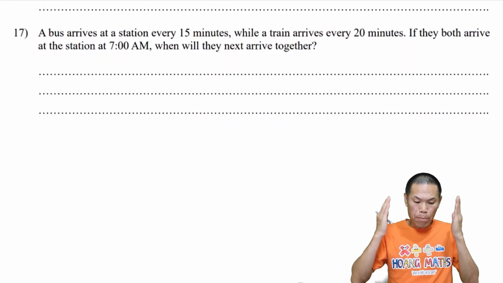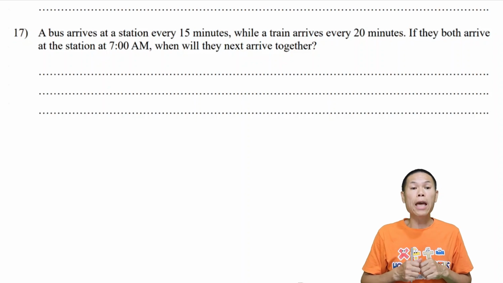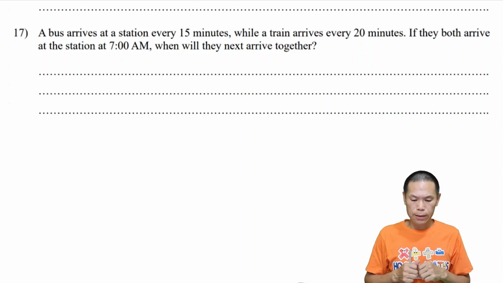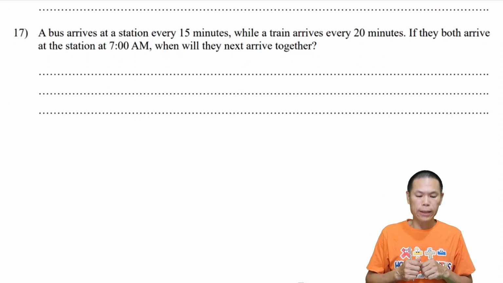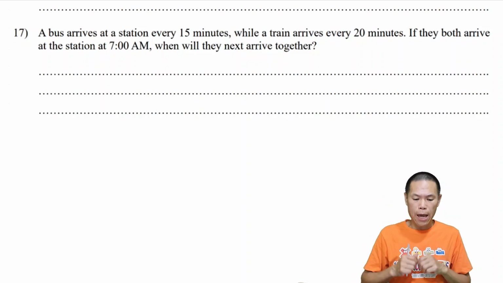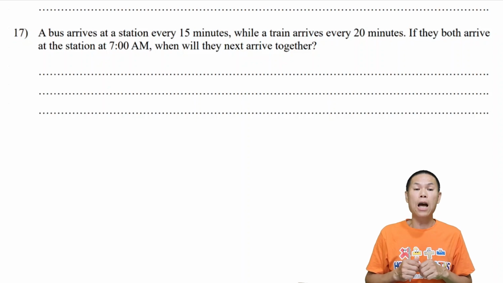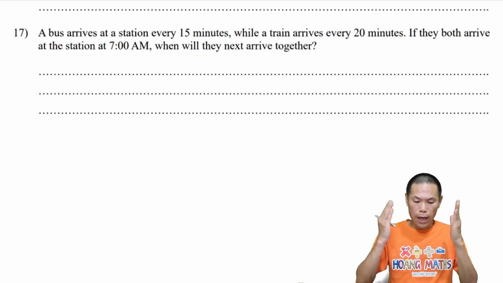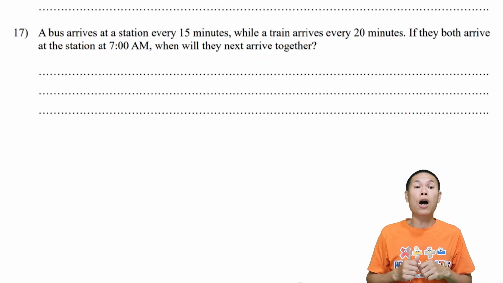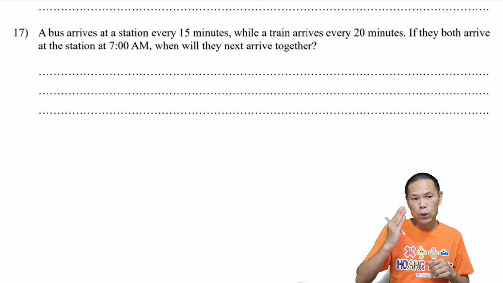17. A bus arrives at the station every 15 minutes, while a train arrives every 20 minutes. If they both arrive at the station at 7 a.m., when will they next arrive together? So again, we just need to work out the multiple of 15 and 20.